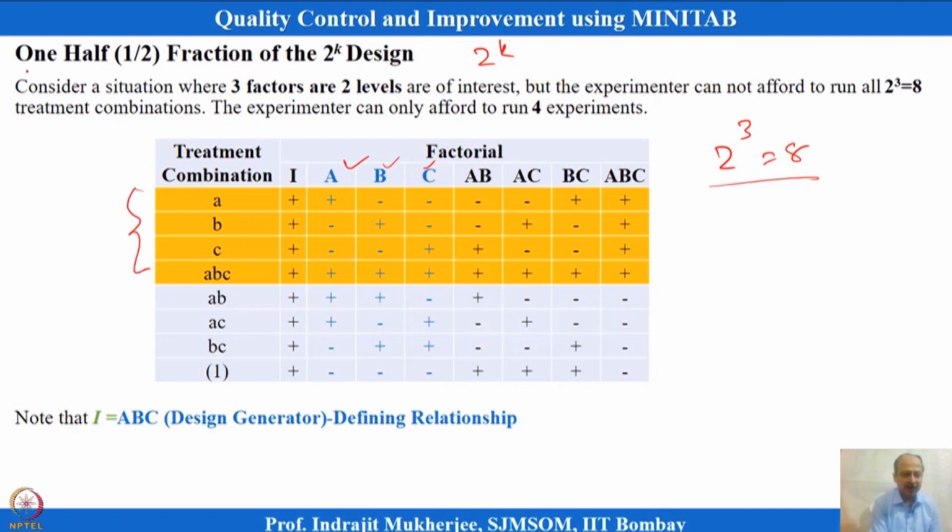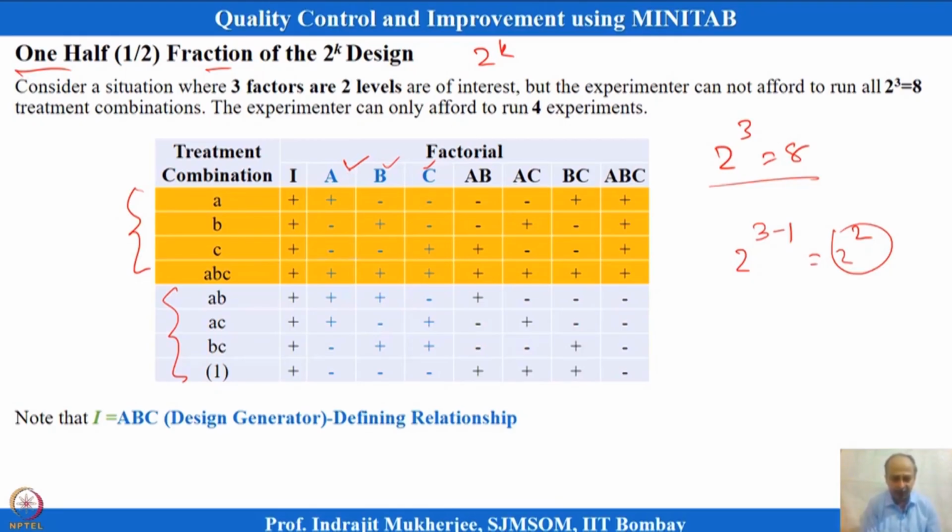This is a 1/2 fraction. It may be written symbolically as 2 to the power 3 minus 1. That means I will only run 2 square trials, let us assume. If you had done the full factorial of this, all combinations would have been there, but I am only running half of the trials. I do not want to run full trials, and based on that I will screen the factors. Okay.